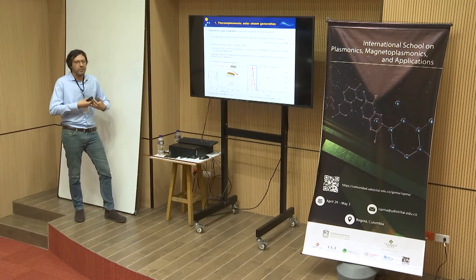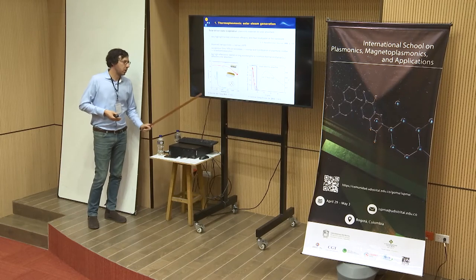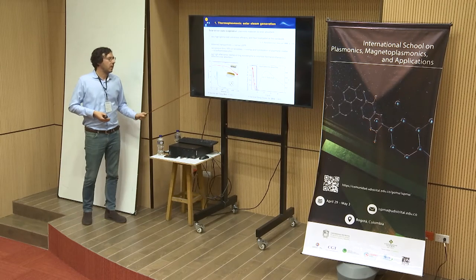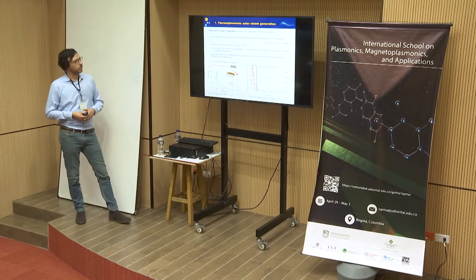And so what you obtain is a very broad plasmonic resonance, which can cover the whole solar spectrum, as you can see here. And so you can really obtain a perfect absorber, which absorbs very much.